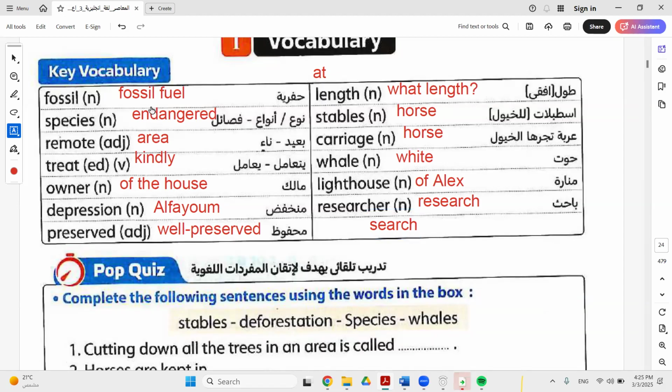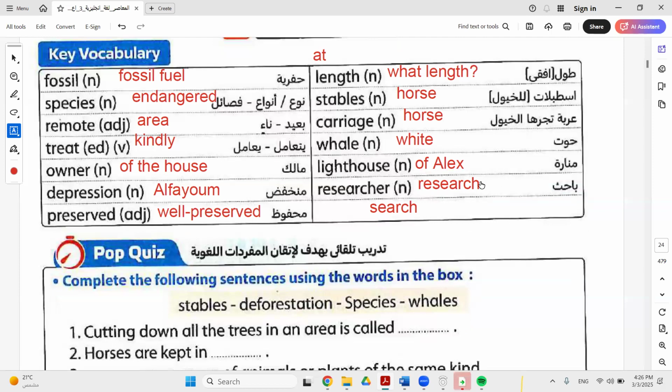Again, alright. Fossil fuel. Endangered species. Remote area. Treat people kindly. The owner of the house. El Fayum depression. The mummies are well preserved. At length. Horse stables. Carriage stables. White whales. Lighthouse of Alexandria. Researcher. This is a noun. The verb is research. Okay.